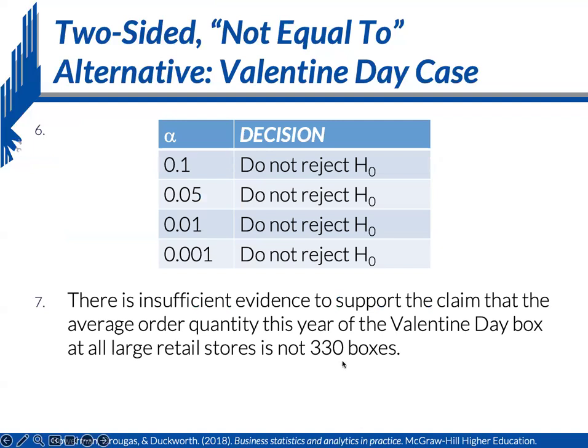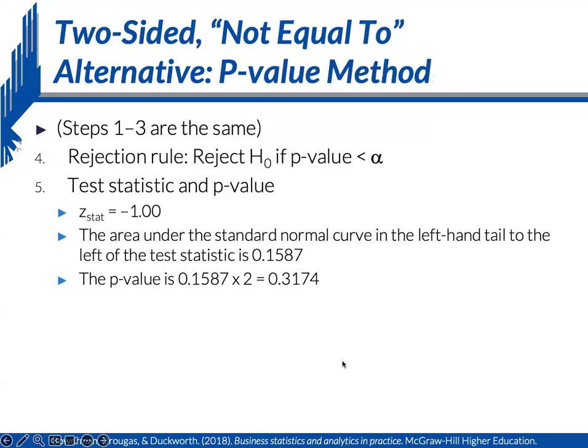Now, how will it differ if we use the p-value method? In the p-value method, what will differ is how to compute the p-value. The rejection rule is the same. We reject the null hypothesis if the p-value is less than alpha. But again, the difference will be in computing the p-value. So now the p-value is either the area to the left or to the right of the test statistic multiplied by 2, because remember, this is two-sided.